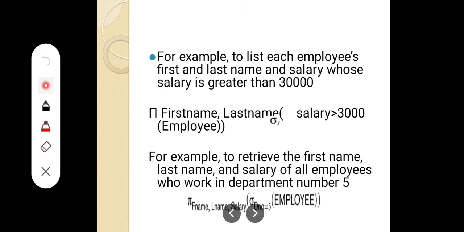Okay, so first we select the rows. The first task is that we will select the rows having salary greater than 30,000. We will use the select operator, then write salary greater than 30,000. Actually, this salary greater than 30,000 must be written in subscript. This was a mistake. So select salary greater than 30,000 of which relation? Employee. After executing this, only the rows having salary greater than 30,000 will be displayed.